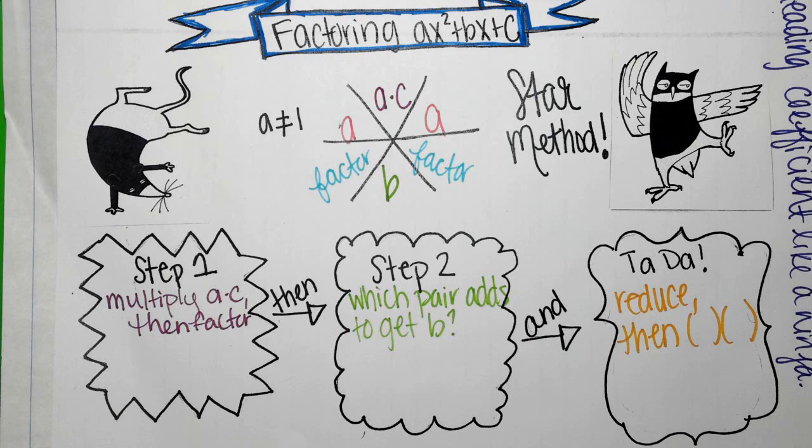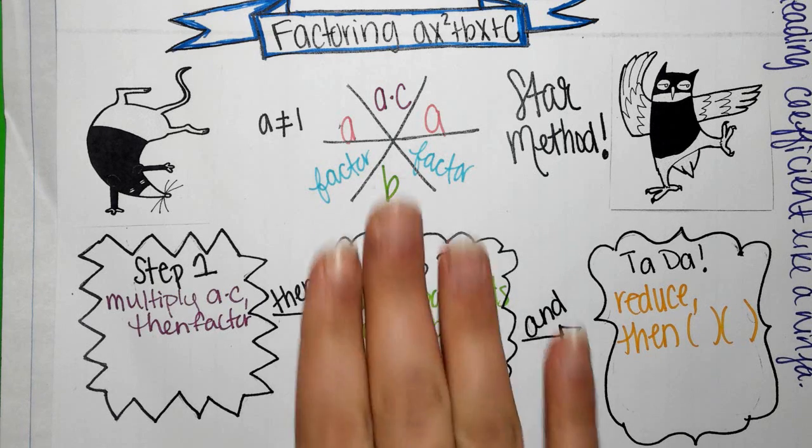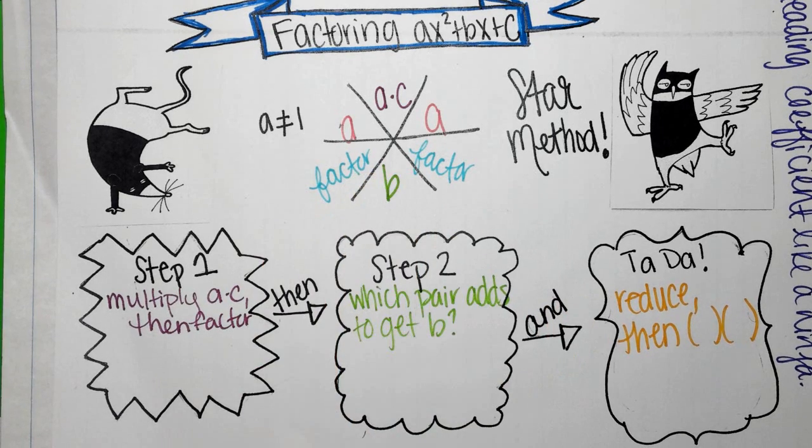So yesterday we wrote down our star and we wrote down our steps. So you'll do the star every single time. Step 1 is you multiply a times c together and then you factor c, just like we've been doing. Step 2 is you figure out which pair adds to get b. So we're still doing that. It's still the same thing. The only thing that changes this time is we have to reduce a fraction and then put in parentheses. So we're going to use the star to help us reduce our fraction. Is everybody ready?